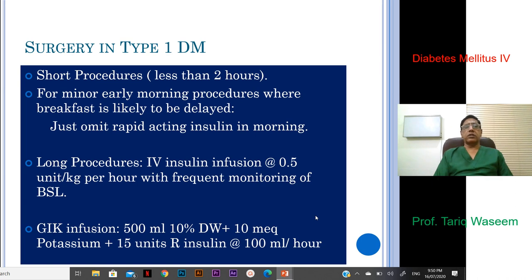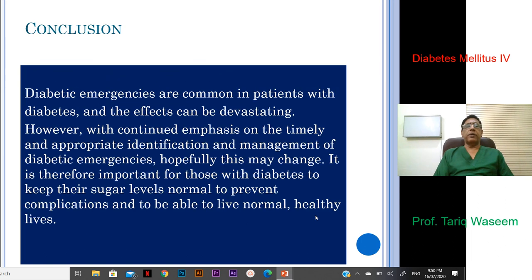But in long procedures, you usually set up an insulin infusion at a rate of 0.5 units per kg per hour, and perioperatively you keep on monitoring the blood sugar level hourly. Sometimes you may start the glucose, insulin, potassium infusion: you take 500 ml of 10% dextrose water, add 10 milliequivalent potassium and 15 units of insulin, and start it at a rate of 100 ml per hour during the perioperative period or till the patient is NPO.